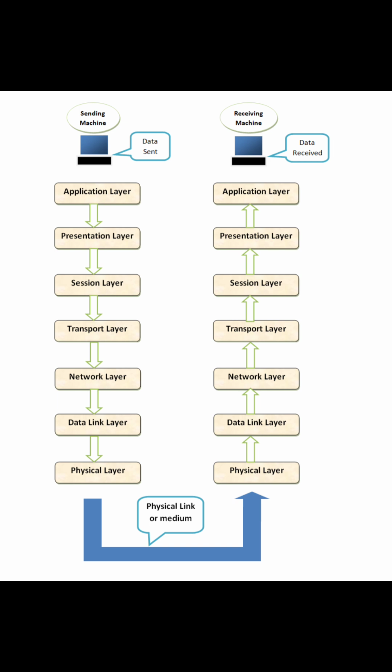Next one is the data link layer. It is responsible for node to node delivery of the message. It handles error-free data transmission from one node to another node over the physical layer. Data is referred to as frames in this layer.